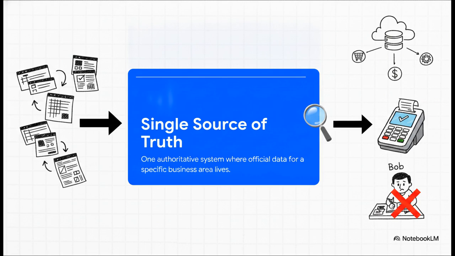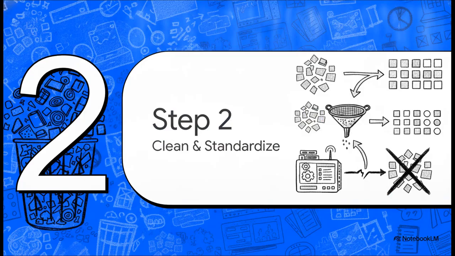It is definitely not the manual summary sheet that Bob in accounting updates on Fridays. The source system is the truth. Moving right along to step 2, clean and standardize.